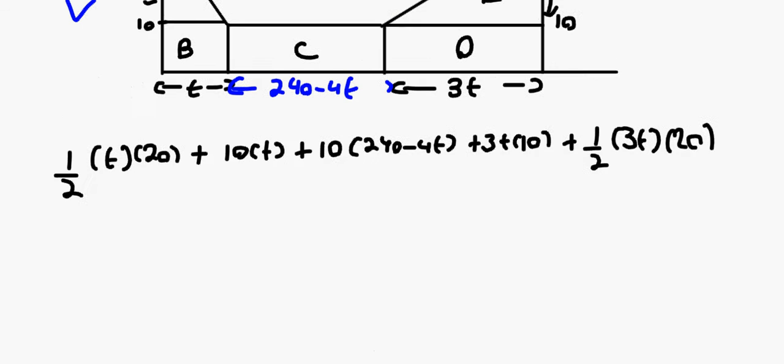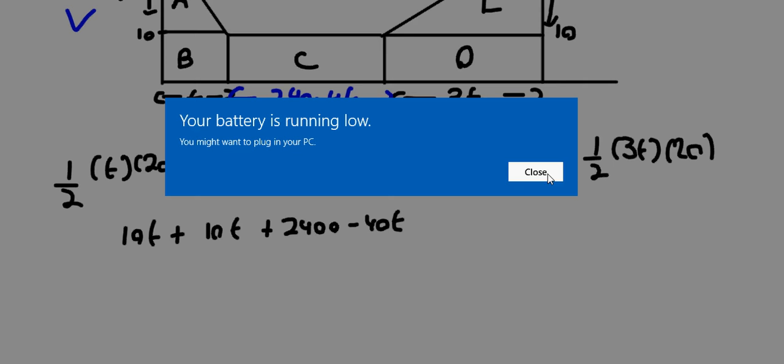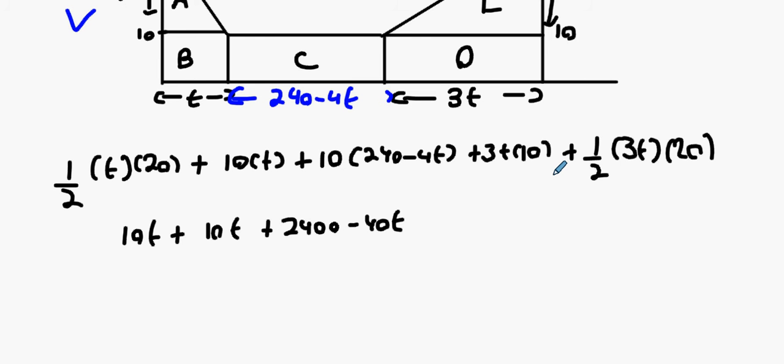So what you're going to get is 10T plus 10T plus 2,400. Take away 40T. Oh no, you don't. Plus 40T. And 30T.